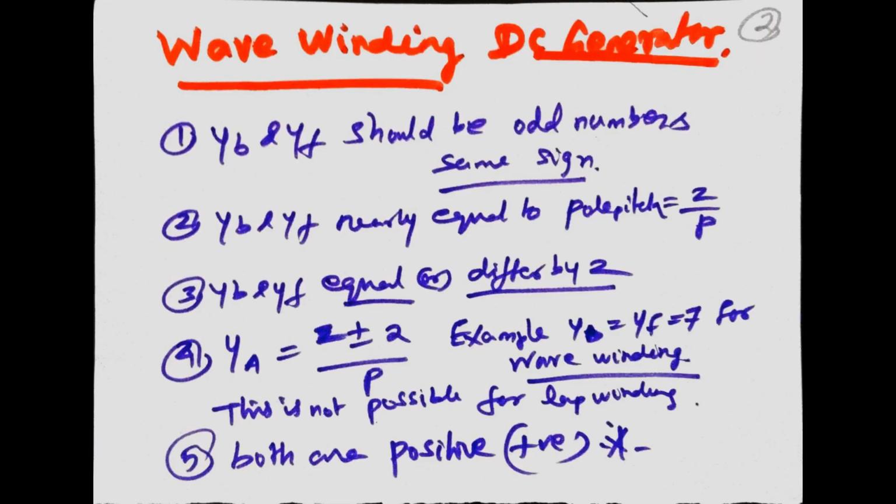YB and YF should be odd numbers and of the same sign. YB and YF are nearly equal to the pole pitch, Z by P. YB and YF are equal or differ by 2. YA is equal to (Z plus or minus 2) divided by P. Example, YB, YF is equal to 7 for wave winding. This is not possible for lap winding. Both are positive. Those are sufficient.